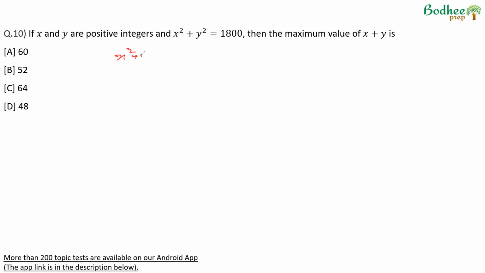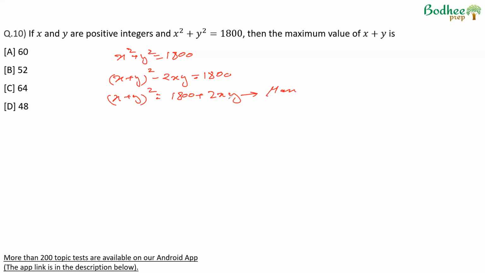x square plus y square is equal to 1800. Maximum value of x plus y. Now this is nothing but x plus y whole square minus 2xy, which means x plus y whole square is equal to 1800 plus 2xy. Now if we are maximizing x plus y, x plus y square also maximizes, which is equal to this. So basically we have to find the maximum value of this term. 1800 is constant. So basically what we do is we try to maximize x into y, and from there put the values and solve backwards.